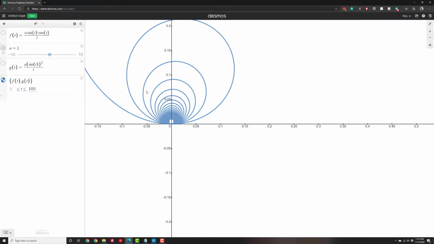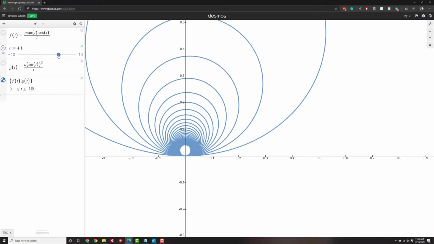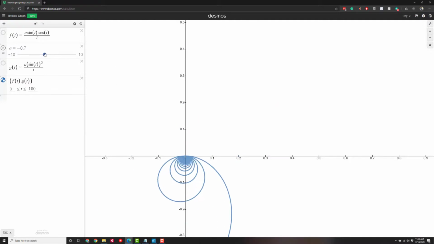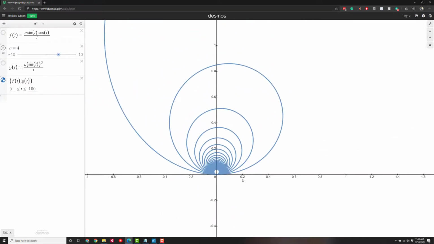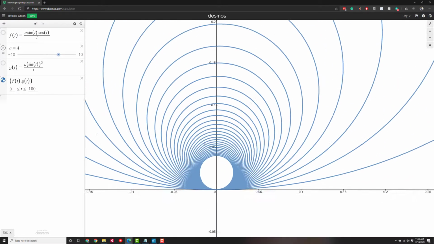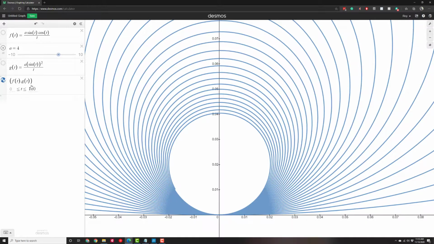And let's see what happens when we change that parameter a. So I'm going to increase a. Oh, it just widens it out. Okay. And then decrease a, it flips it upside down. Okay. So there we go. That's a good, fun little graph. It's like a sunrise graph or something like that. I have no idea, but very, very pretty.